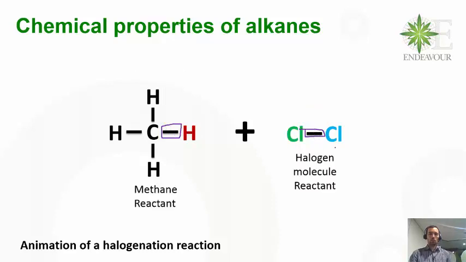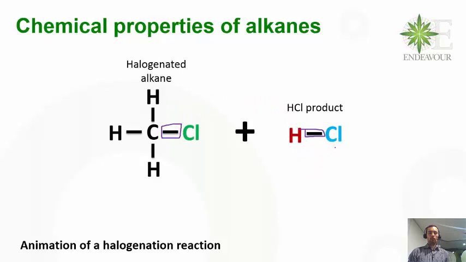So let's look at that once more. So we're starting off with our reactants, bond breakage with energy input, and then atom rearrangement, and then finally bond formation, and that is the final step that allows us to have our new products, which are the halogenated alkane and also the hydrochloric acid.